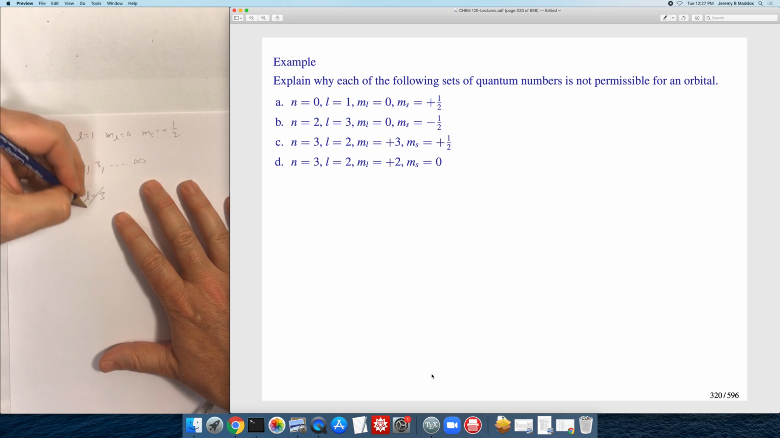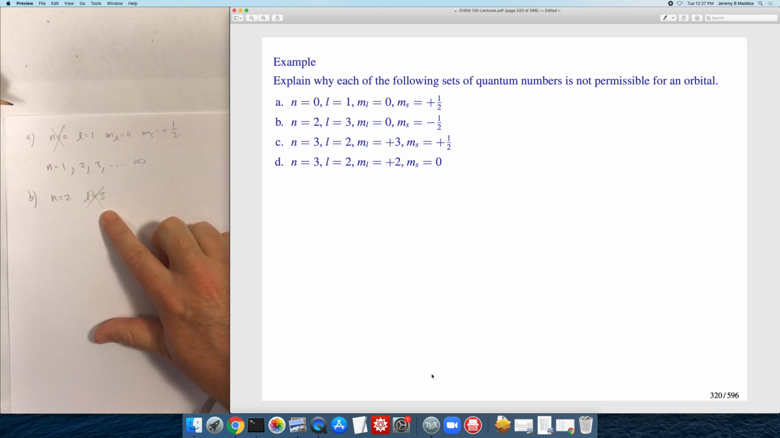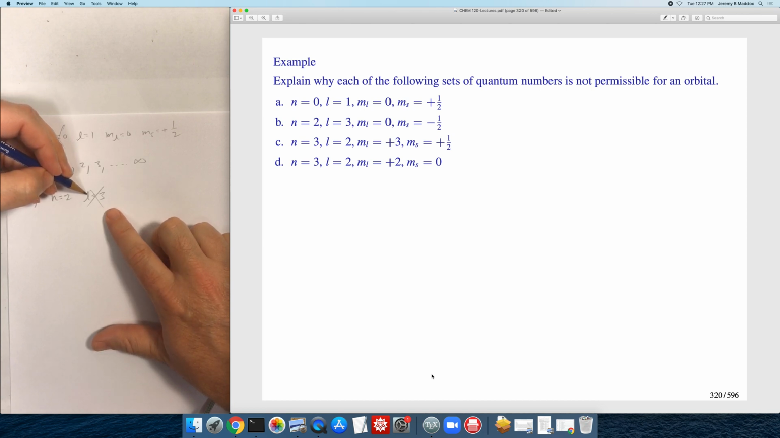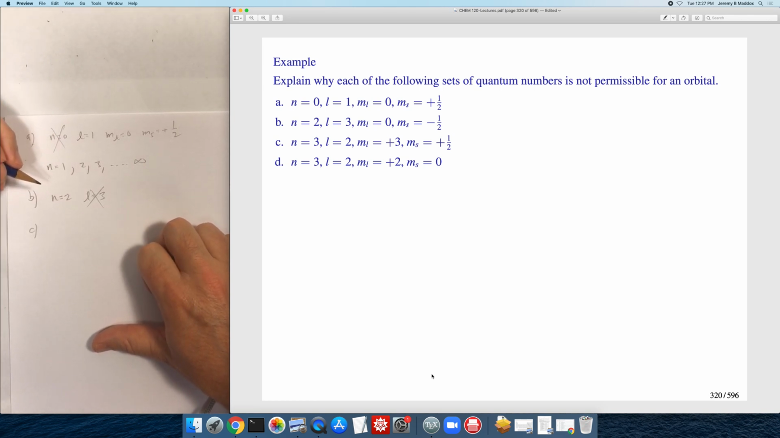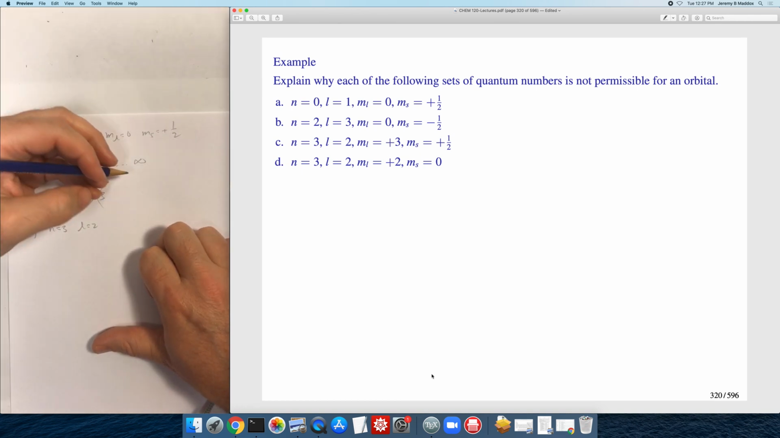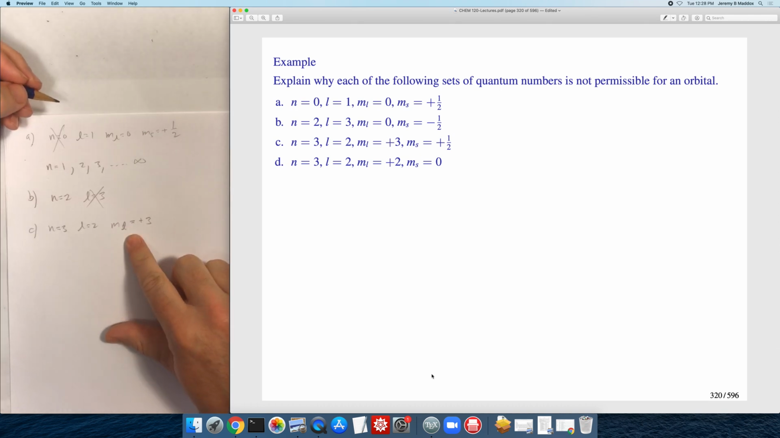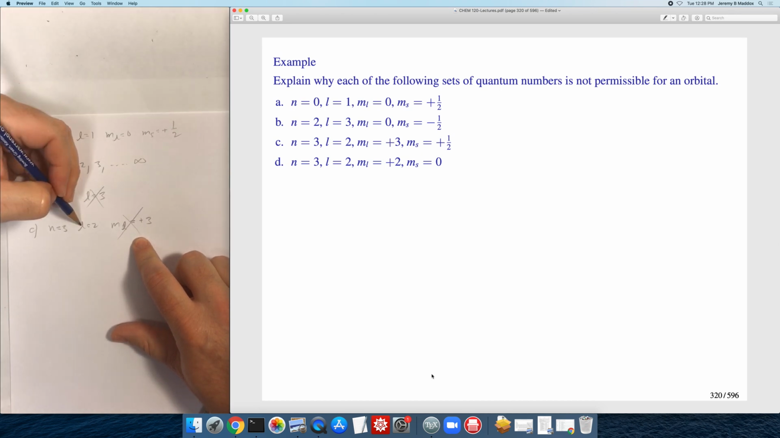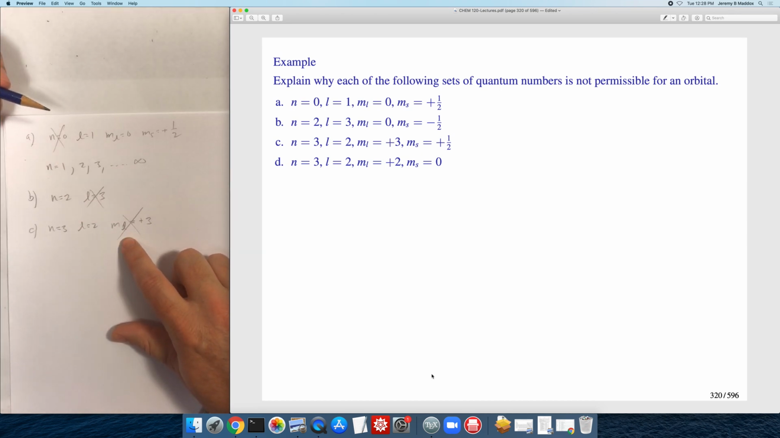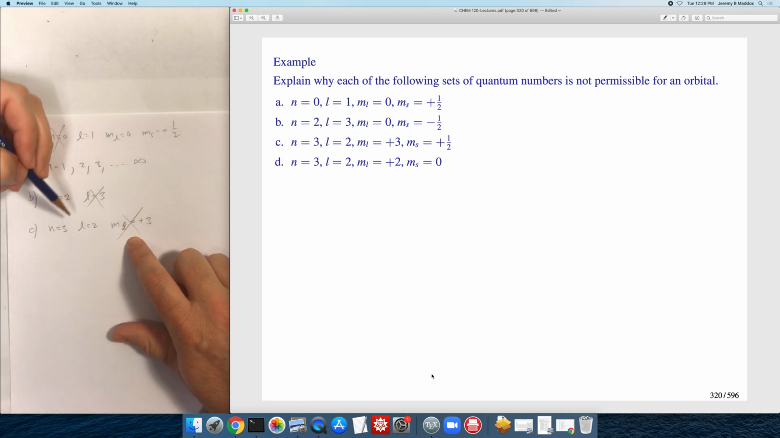For part B, n equals 2, that's fine. However, L equals 3, that's no good. The maximum value of L is n minus 1. In this case, because n equals 2, you're allowed to have an L value of 0 and 1, but not 3 or higher. Okay, so B is a bad set of quantum numbers. For part C, n equals 3, L equals 2, m sub L equals plus 3. You probably picked up on the error. That's not allowed. Since L is equal to 2, m sub L can take on values from negative 2 to 2, and so plus 3 is out of the acceptable range for this particular subshell.